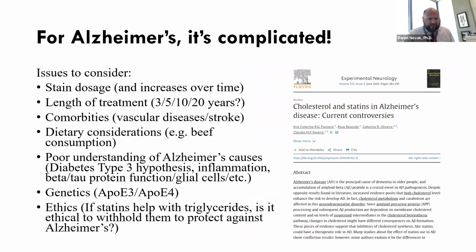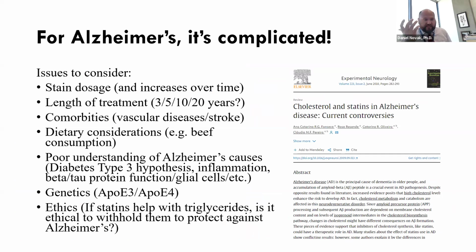Again, it's complicated. Statin dosage could be at play. There's length of treatment, comorbidities, dietary considerations. Everywhere you look, there's a very compelling graph that shows that everywhere in the world where beef consumption goes up, Alzheimer's goes up right with it. Is it a correlation? Is it causal? We don't know. Poor understanding of Alzheimer's causes as well.